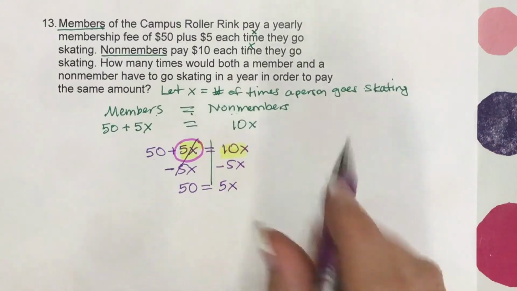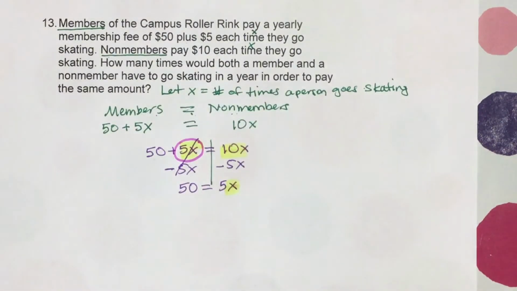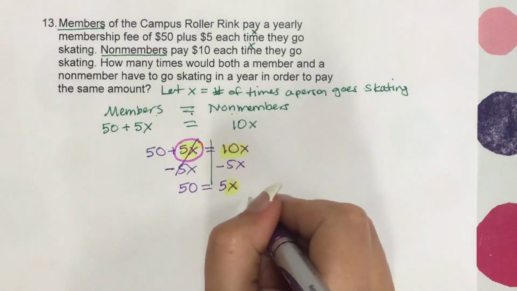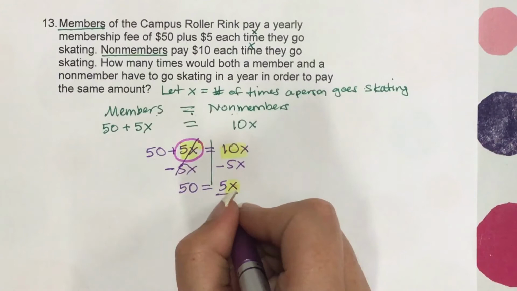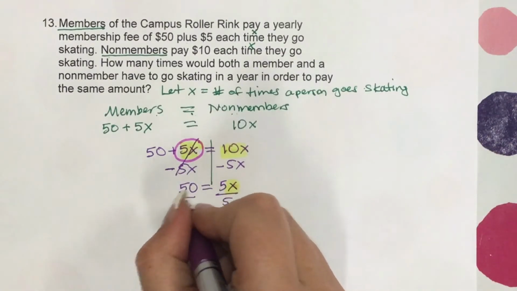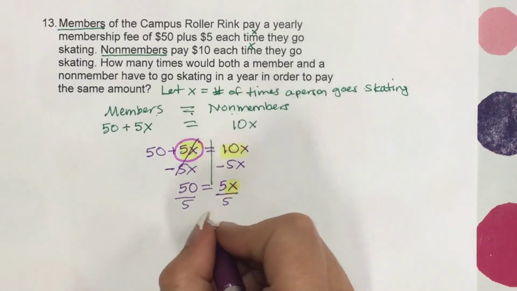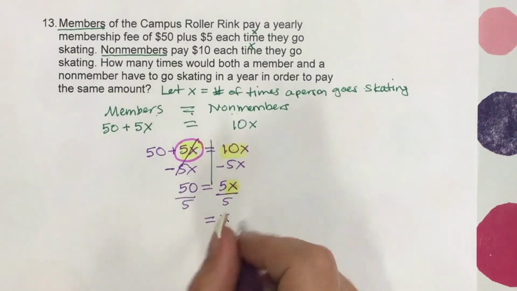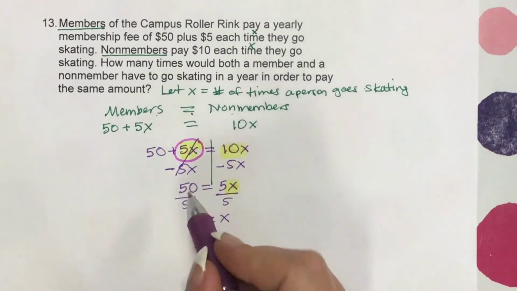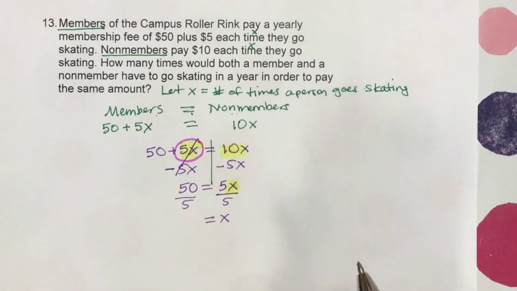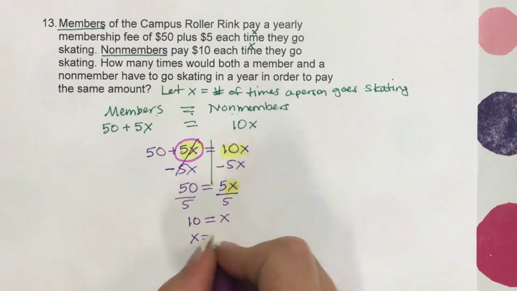I'm trying to figure out what x is, so I need to get x by itself. And right now there's that 5x, which means 5 multiplied by x. So I need to do the inverse operation of multiplication, which would be division. So I need to divide both sides by 5. 5 divided by 5 is 1. 1 times x is x. So now I have x by itself, which is perfect. And now I need to do 50 divided by 5. And 5 goes into 50 10 times. So 50 divided by 5 is 10. So that means x equals 10.